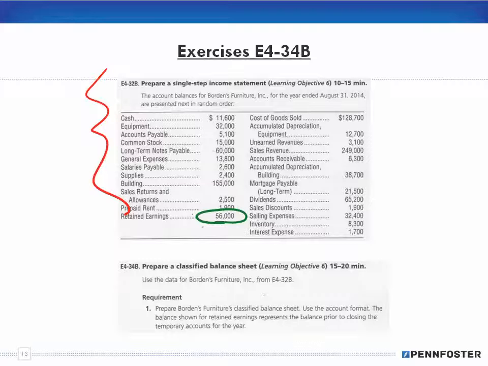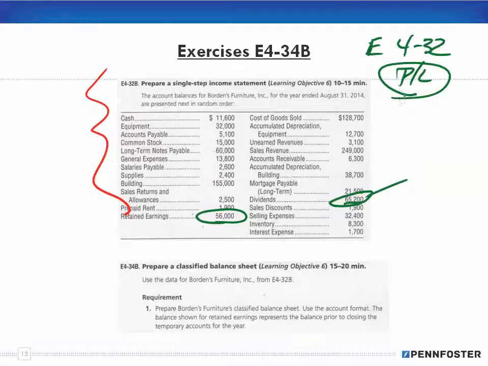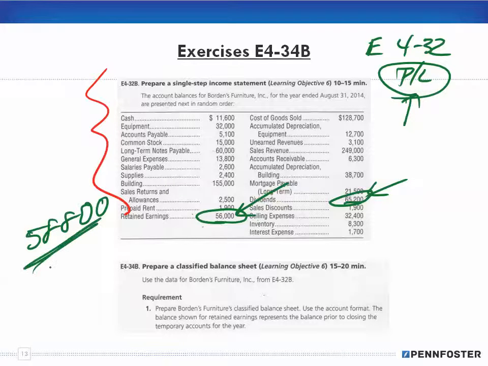All right, and then from exercise 4-32, I know I get my profit or loss on my income statement, and I also have dividends that I have to take into consideration. So whatever the profit and loss was there, and knowing that I have to close that out to retained earnings, I consider this dividend account also, and that's going to adjust my retained earnings. In this case, it adjusted it by $2,800 because we said that the retained earnings is 58,800. So that's how I arrived at my retained earnings amount.